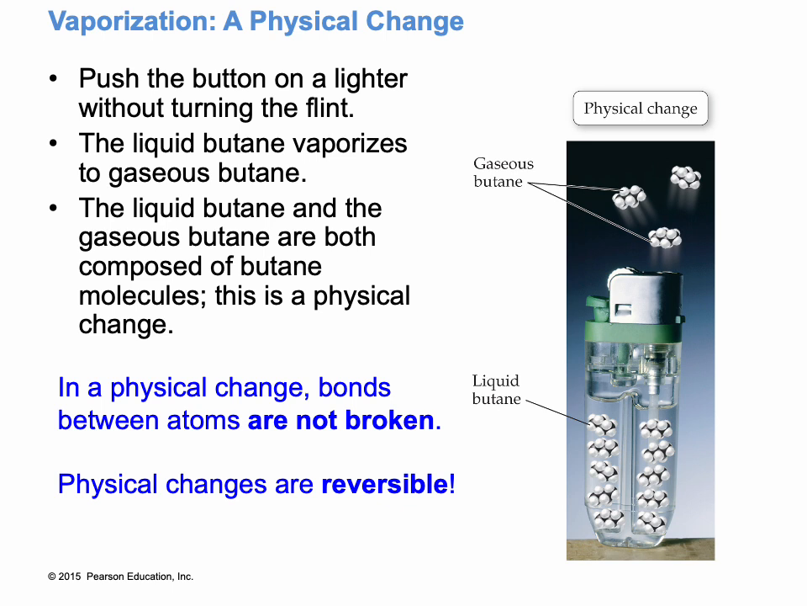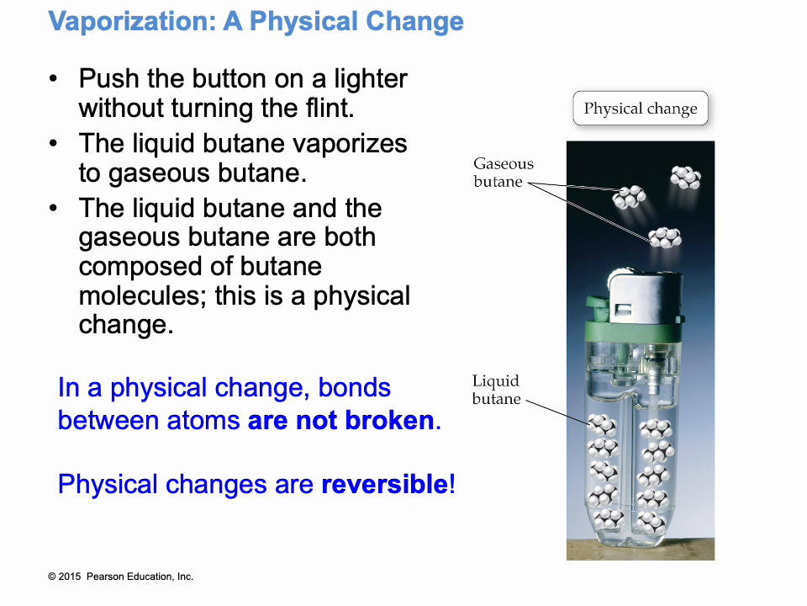But when I push the button that lets the gas out, then I release that pressure, and when the liquid butane comes out into the lower pressure environment of the atmosphere, it turns back into a gas. So we go from a liquid to a gas. That's a physical change. Liquid butane, push the button, gaseous butane comes out. Physical change. If I captured that gaseous butane coming out of the lighter, I could squeeze it back down and turn it back into liquid and put it back into the lighter.